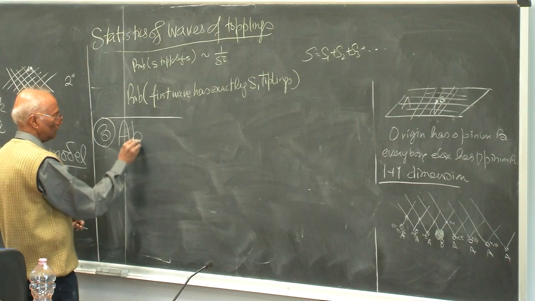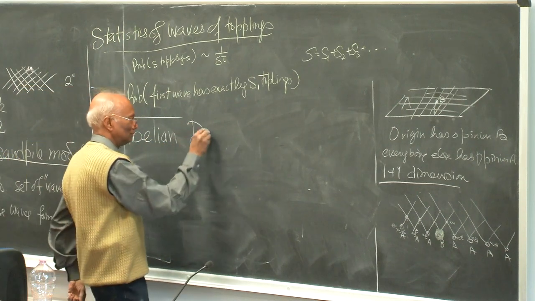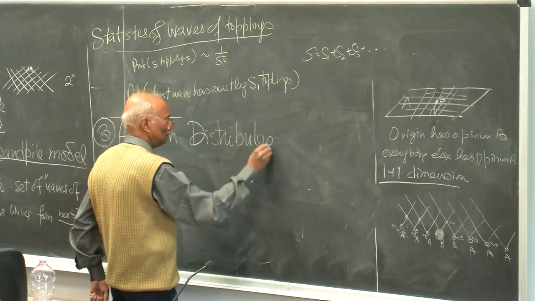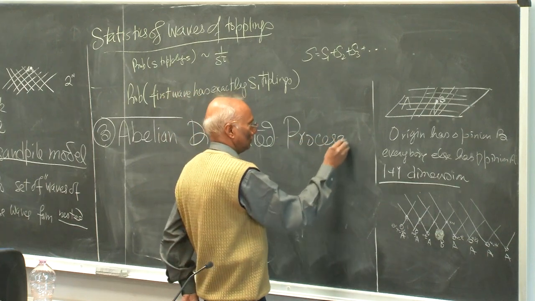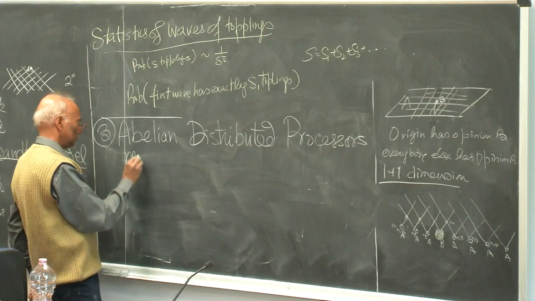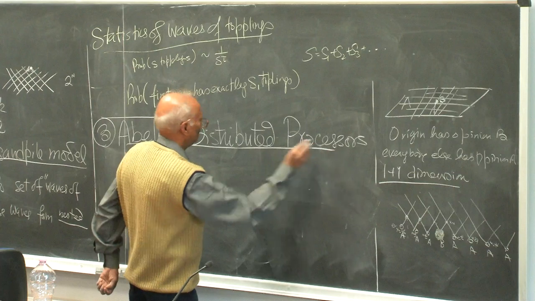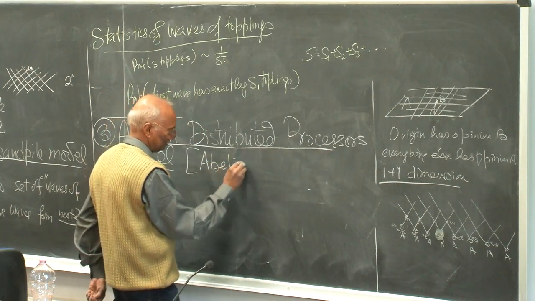So this is called the abelian distributed processors model. It is also called abelian networks.